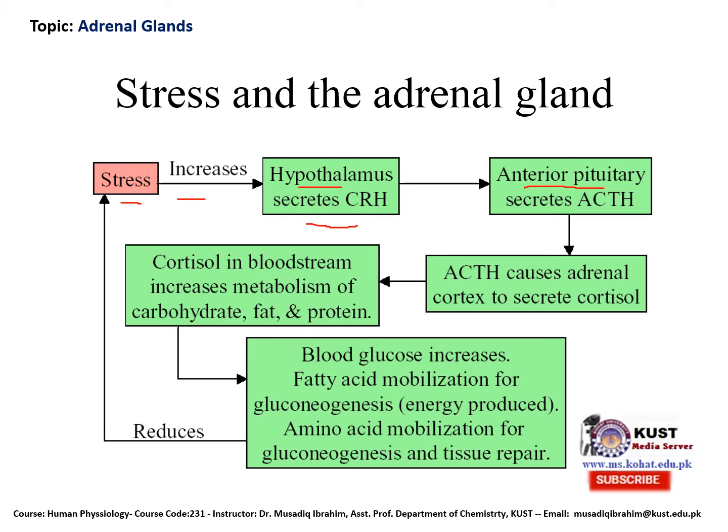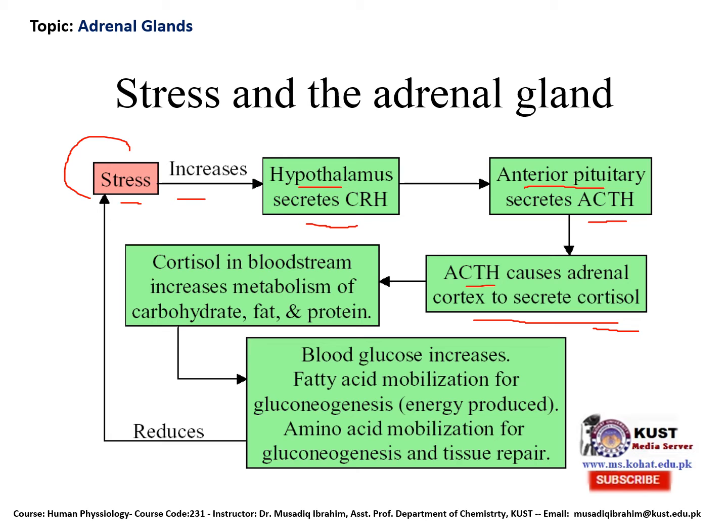pituitary to secrete ACTH. Now the ACTH stands for the adrenocorticotropic hormone. Now this adrenocorticotropic hormone causes the adrenal cortex to secrete cortisol hormone. So here we have to remember that in case of the stress condition, the adrenal cortex secretes cortisol hormones.